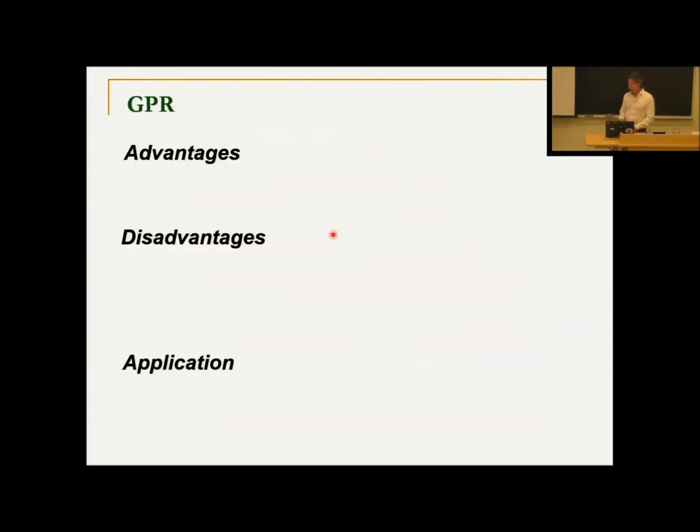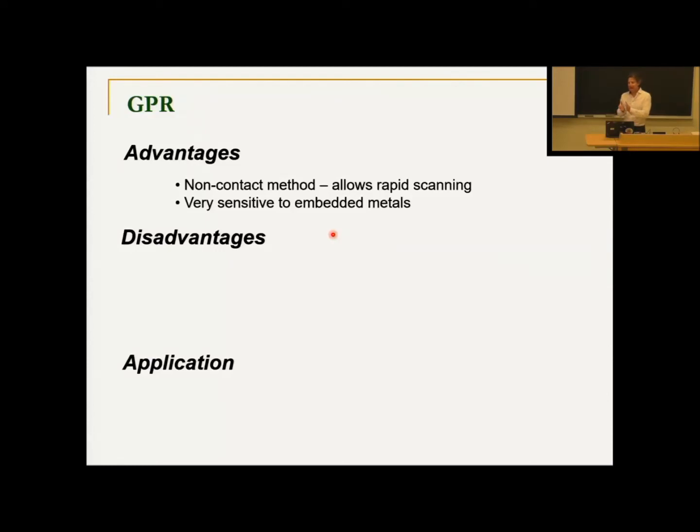So advantages, disadvantages, application. Advantages, the main one is that it's contactless, you can scan, you can collect lots of data very quickly, and it is super sensitive to embedded metals. So if you're looking for a rapid way to find embedded metals, this is your method to use.